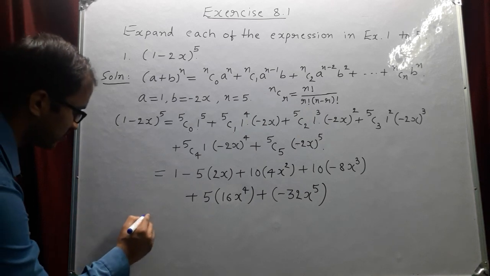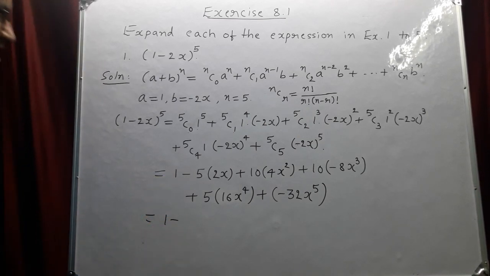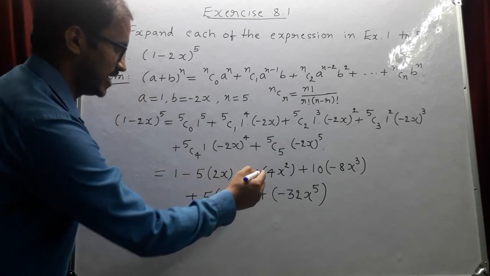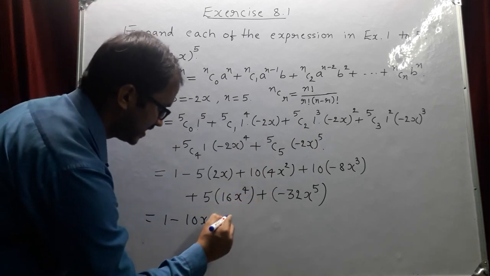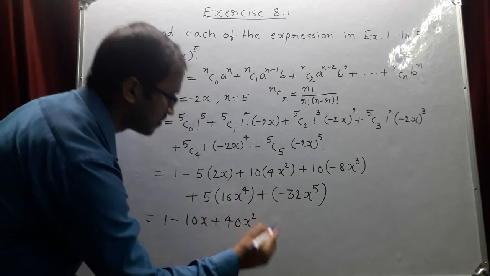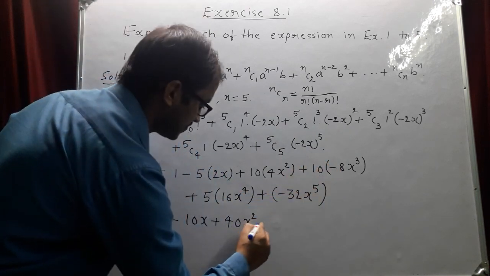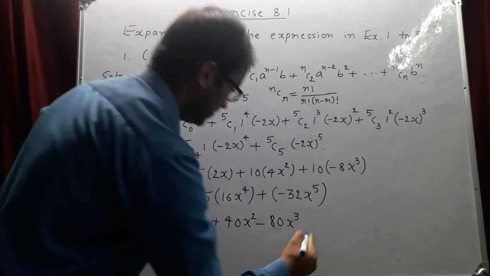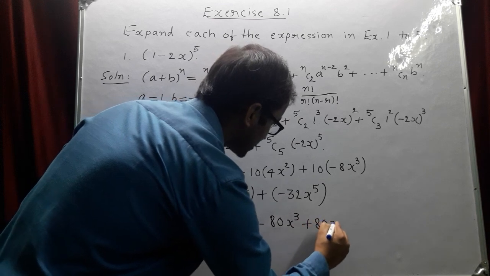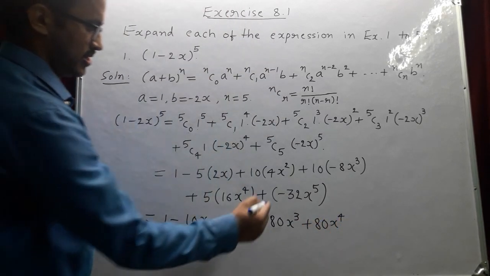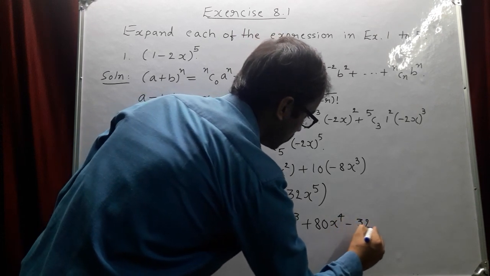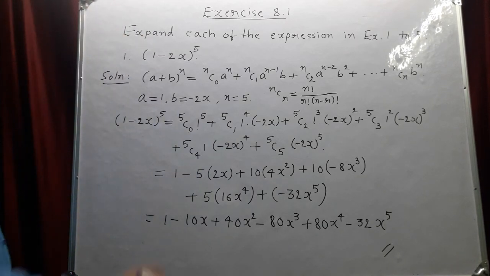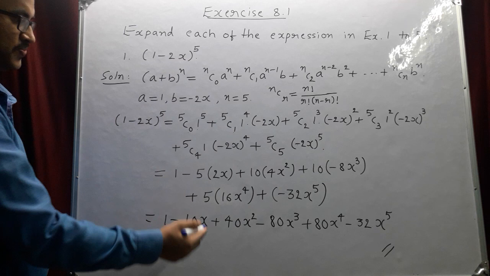So that is equal to 1 minus 5 2s are 10, so 10x here, plus 40x square here, minus 80x cube, plus 16 5s are 80 x power 4, minus 32 x power 5. So this is the required expansion of 1 minus 2x power 5.